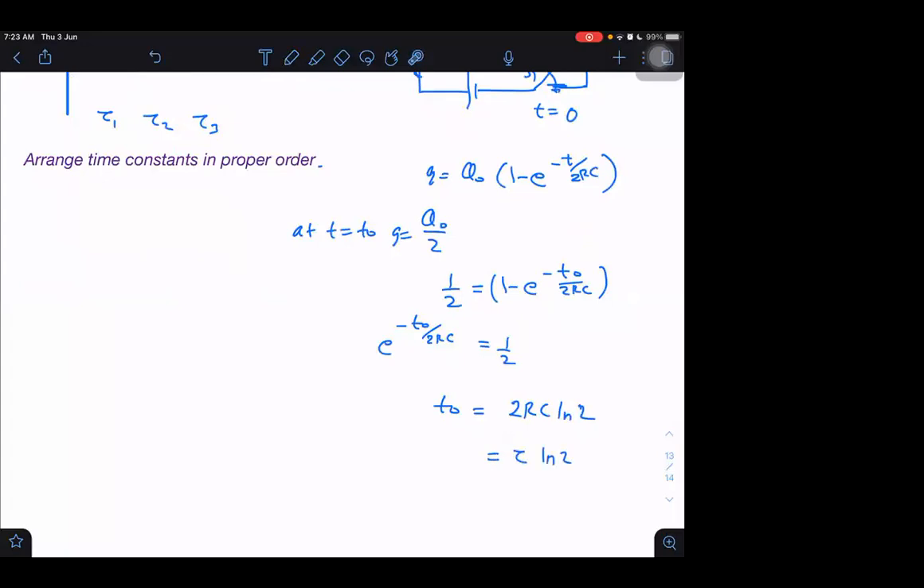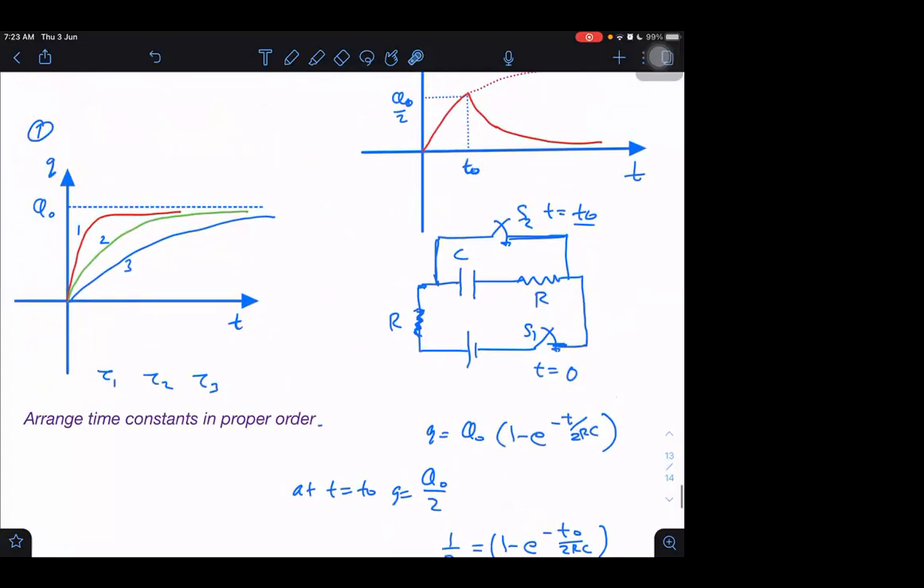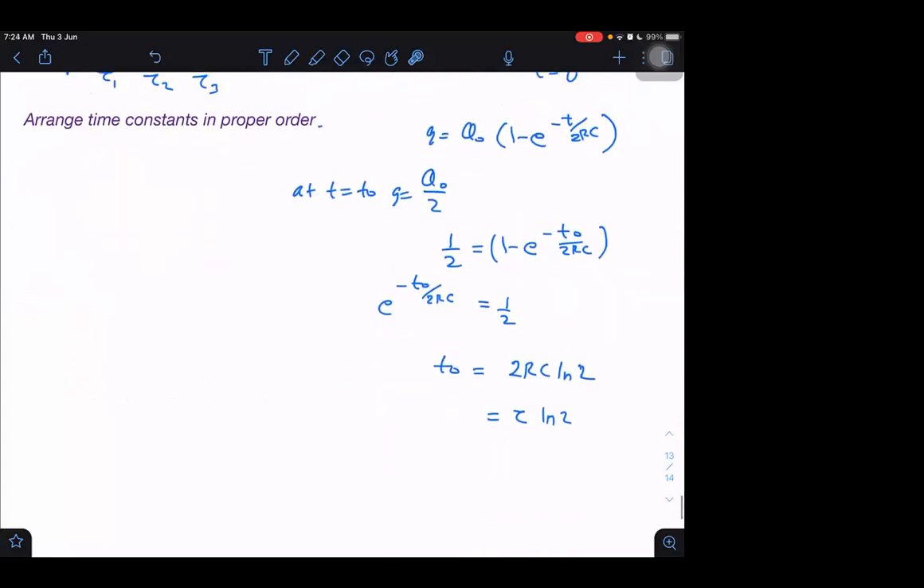I'm saying it in terms of the time constant at last, so that you can think about what will happen after ln 2 time. The charge will become Q naught by 2. Okay.